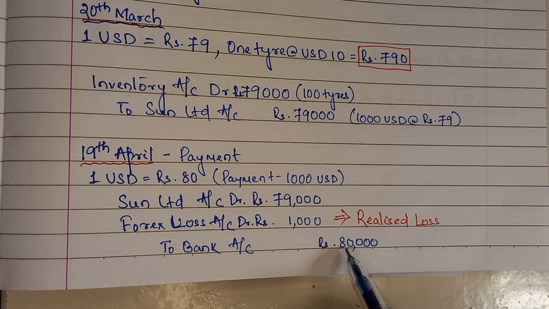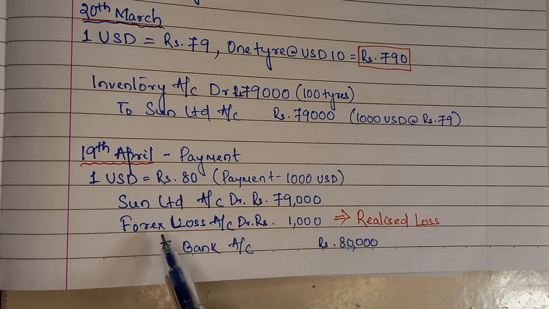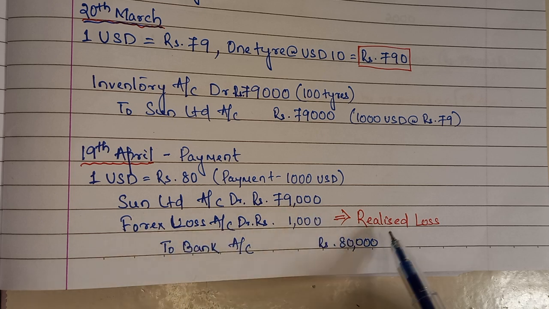To bank 80,000, because by paying 80,000, you can buy $1,000. By paying 80,000, bank is going to give you $1,000. So what is happening here? Your liability is 79,000, but you're paying 80,000. The difference is called as forex loss account 1,000, which is a realized loss.